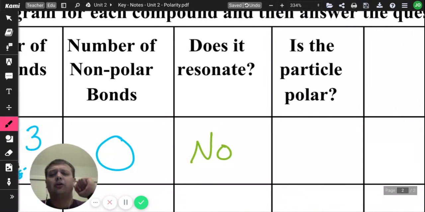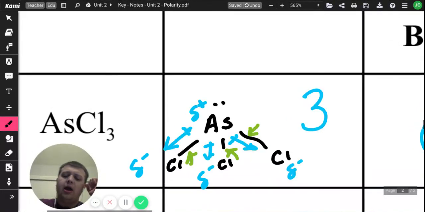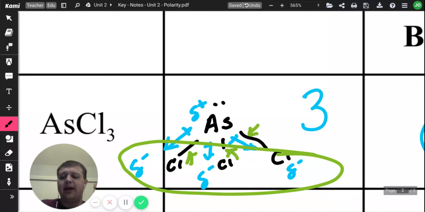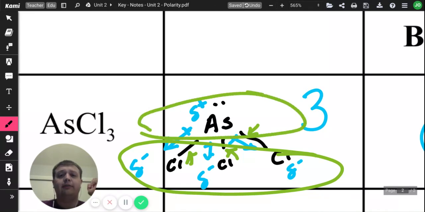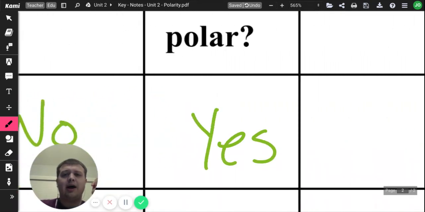So is this molecule polar? So looking back at this molecule, I have my bottom half here is negative, and my top half is positive. So do I have a polar molecule? Yes, I do, right? I've got one side positive and one side negative. So is it polar? Yes.